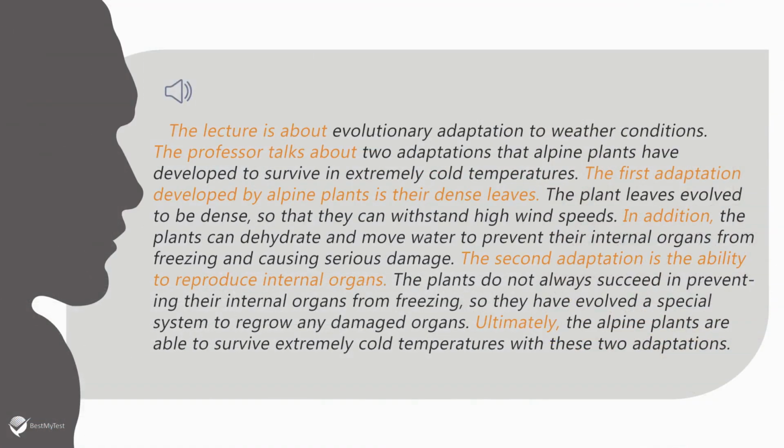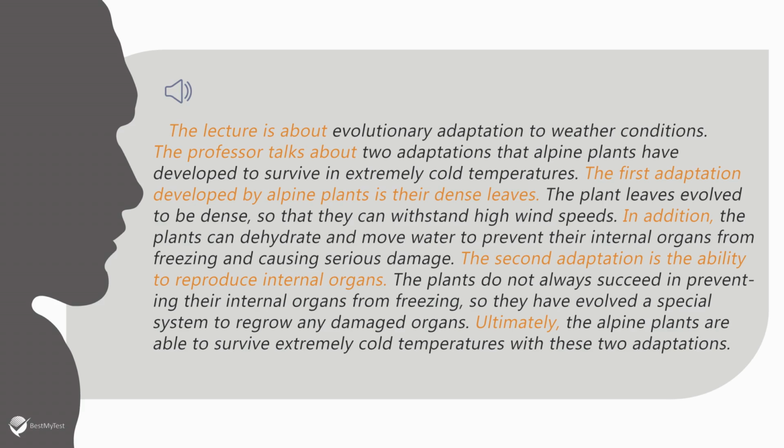The lecture is about evolutionary adaptation to weather conditions. The professor talks about two adaptations that alpine plants have developed to survive in extremely cold temperatures. The first adaptation developed by alpine plants is their dense leaves. The plant leaves evolved to be dense so that they can withstand high wind speeds. In addition, the plants can dehydrate and move water to prevent their internal organs from freezing and causing serious damage.